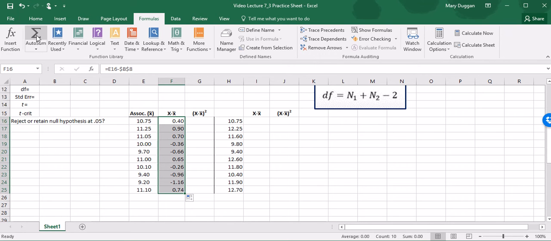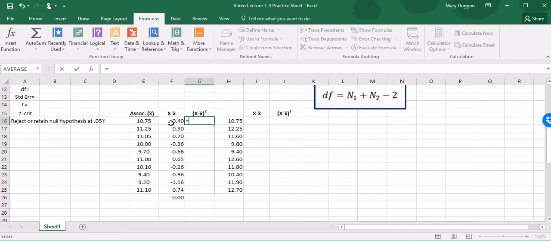So I'm going to sum these. And what should it sum up to if I have done my deviations correctly? Anyone? 0, and it did. So I know that I've done my deviations correctly. Now I'm going to square my deviations, each one, starting with the first one. The deviation, caret, 2, return.